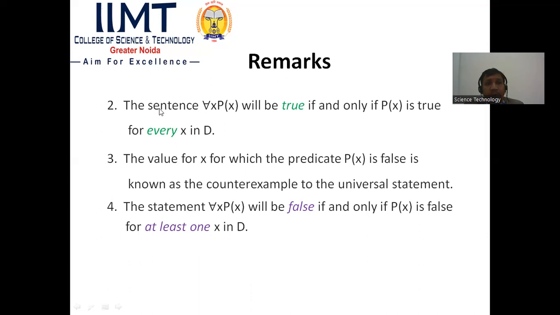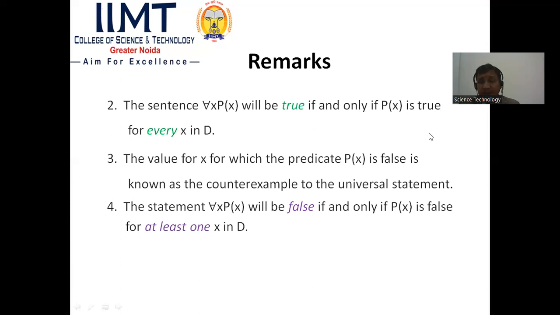Remark number 2, a sentence for all x, Px is true if and only if Px is true for every element. This we have talked about in the last slide. The remark 3, a value for x for which the predicate Px is false, that means it is a counterexample of the universal statement. Okay.